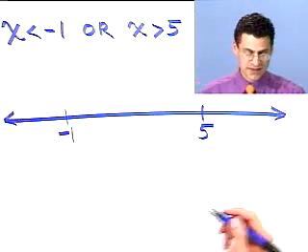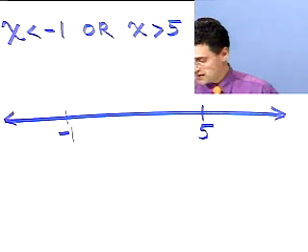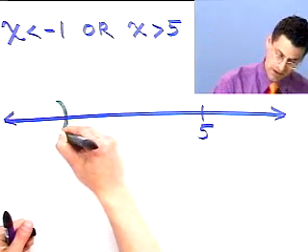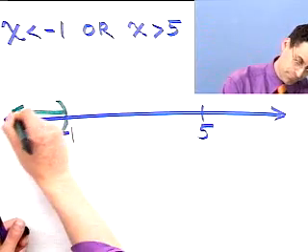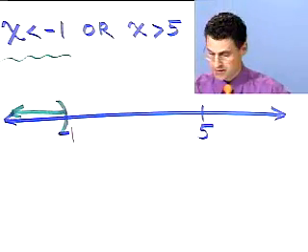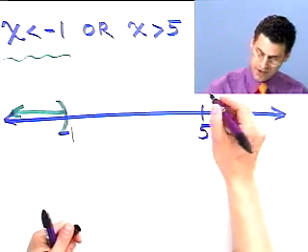X is less than minus 1. Well, that means that I put in something that looks like this. Anything to the left of minus 1, but I don't include minus 1. So I put that in like that. That's this picture. And this picture is anything bigger than 5.